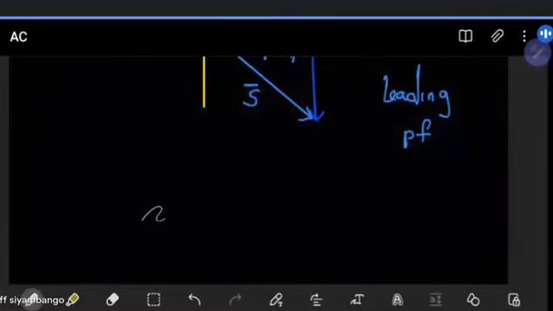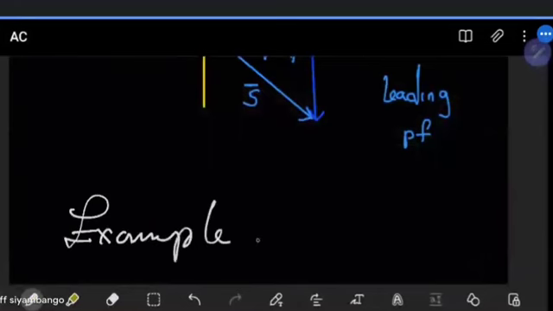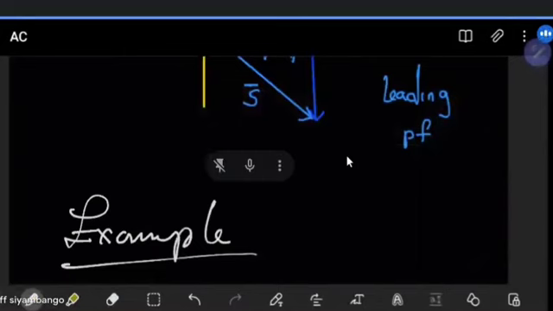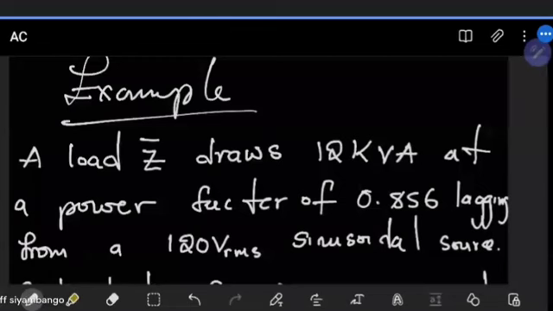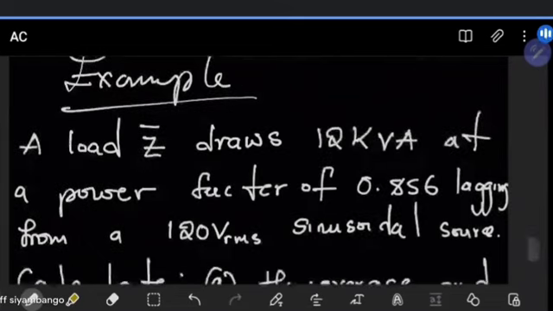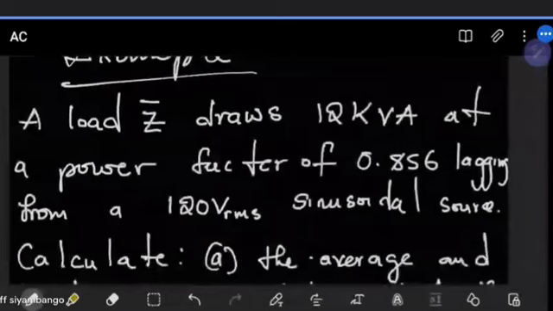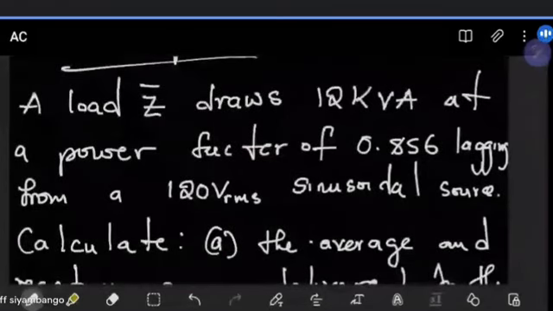The next part is to look at an example. So we have a few minutes. Let's look at one example very quickly before it is time up. Consider this question where we have a load that draws 12 kilovolt amps at a power factor of 0.856, lagging from a 120 volts RMS, of course, sinusoidal source.